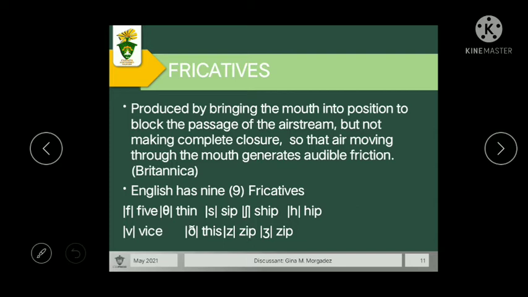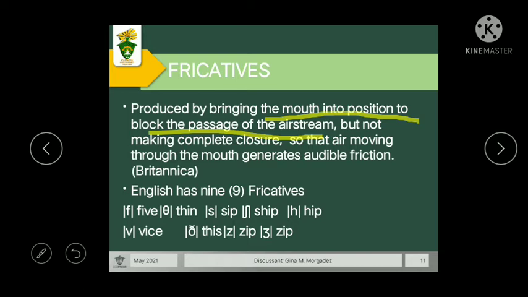So now let's proceed to fricatives. Fricatives are produced by bringing the articulators into position to block the passage of the airstream, but not making complete closure, so that the air moving through the mouth generates audible friction. That is according to Britannica. English has 9 fricatives, each of which, except for voiceless H, has a voiceless and a voiced counterpart.